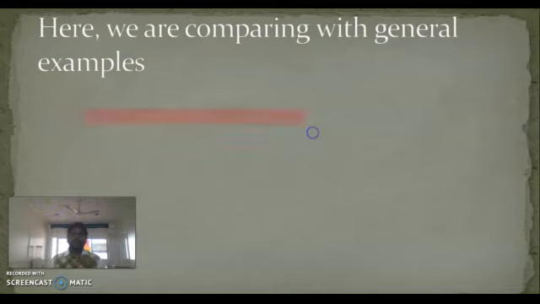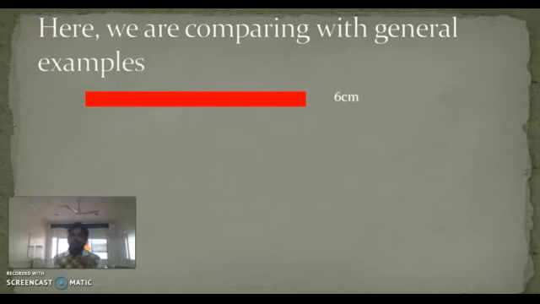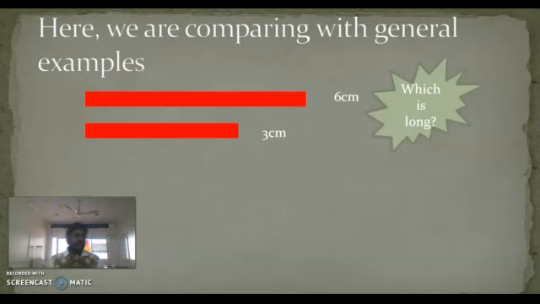Here we are comparing a general example: taking a rectangular bar of some length, 6 centimeters, and another rectangular bar of 3 centimeters. Now analyze these two bars in your mind. You will get that one is large and one is small. Which is long? Obviously your answer is that the 6 centimeter bar is long. This is visualization. We can easily say which one is big.